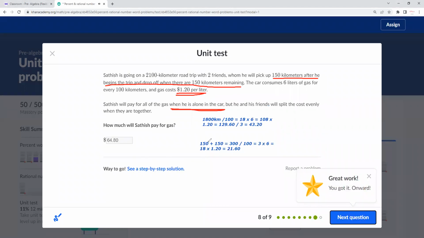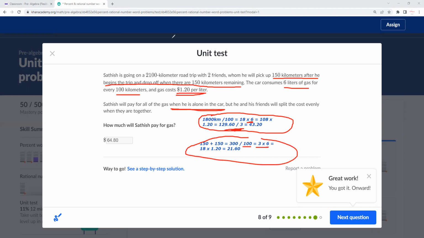So just a review. This is the entire trip, 2,100 kilometers. 1,800 of it, he's going to be in the car with his friends, and they're going to split it 3 ways. It says that there's 6 liters of gas for every 100 kilometers. So for every 100 kilometers, that's 6 liters. That's why I multiply by 6 after I divide by 100. I did that there, and I also did that for this one too. I multiplied by 6, so that gives me the cost of gas. This one I divided by 3 since he's sharing it with his friends. This one you do not, because he is going to be driving alone. So that's how much he's spending driving alone, that's how much he's spending with his friends, and the total cost, $64.80.